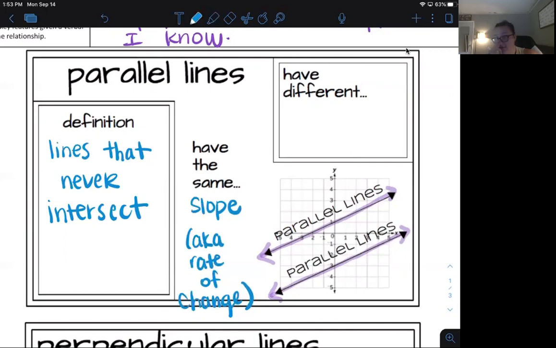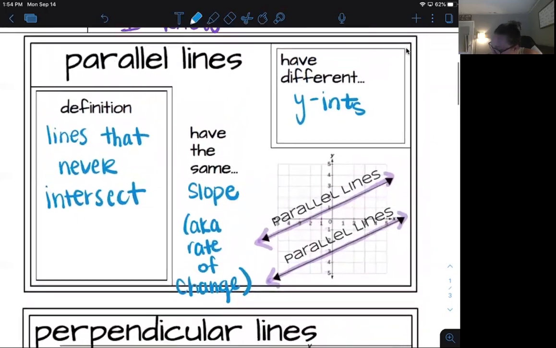But they have to have different y-intercepts, because if they have the same y-intercepts, they'd be the same line. So our parallel lines have different y-intercepts, but they have the same slope, which means that they will never intersect.